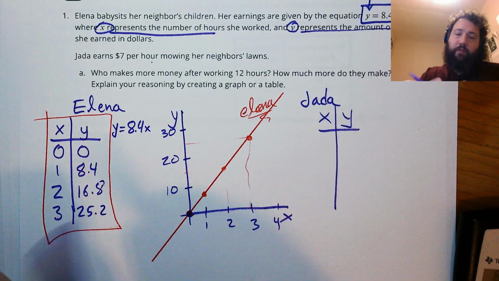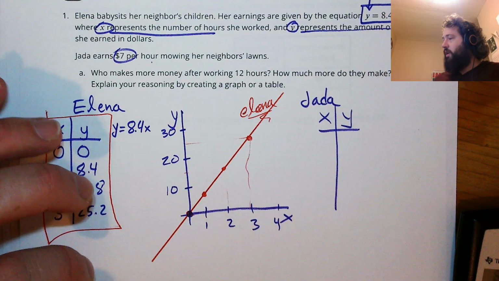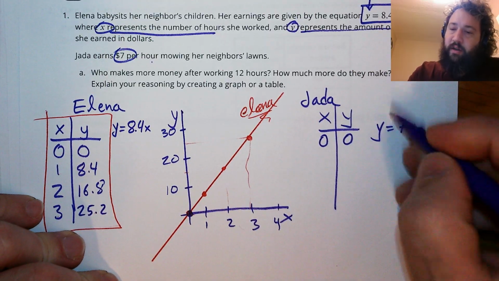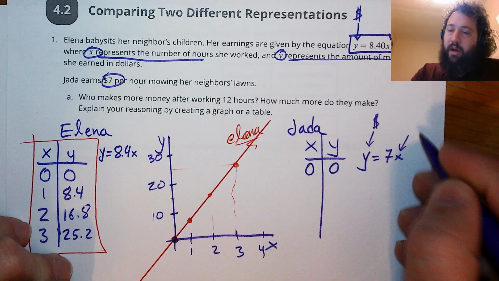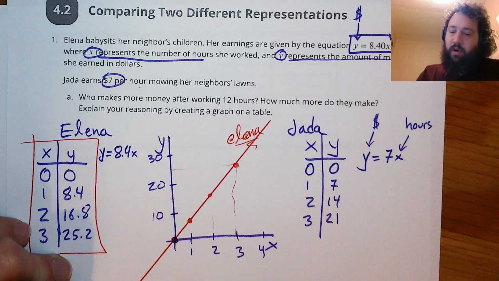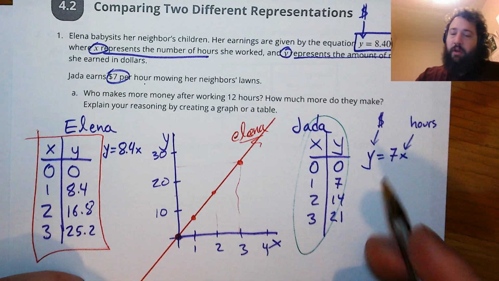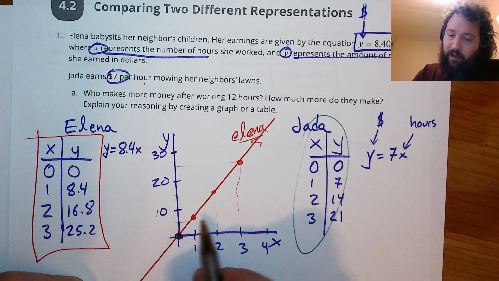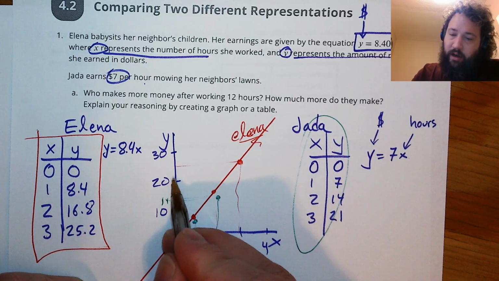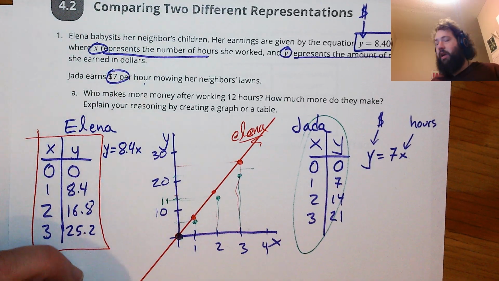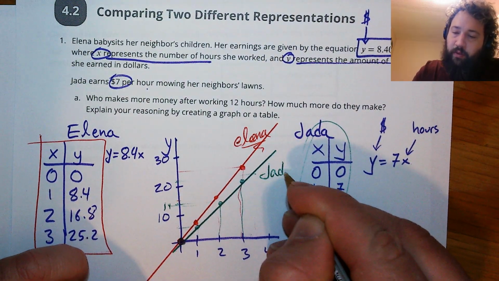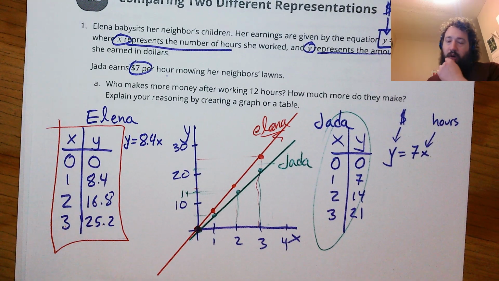Now let's do Jada's. Jada's getting $7 per hour mowing her neighbor's lawns. So I would have 0 here, 0 there. And this could be y equals 7x, where I have my money and my hours. So I put 1 in, I get out 7, 2 would be 14, 3 would be 21, and I'm going to graph all these in green. Same origin here, but I'm going to have less this time. I'm going to have 7, then 14, and then 21 for 3, so just about here. Each time you can see Jada is making less money, which makes sense. My table and my graph would all be lower for Jada.